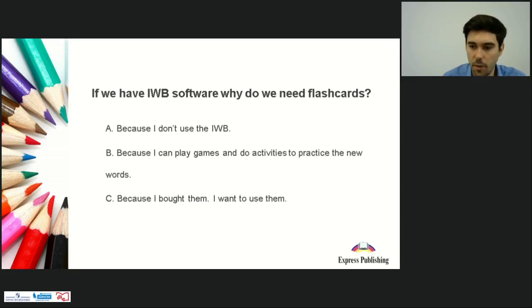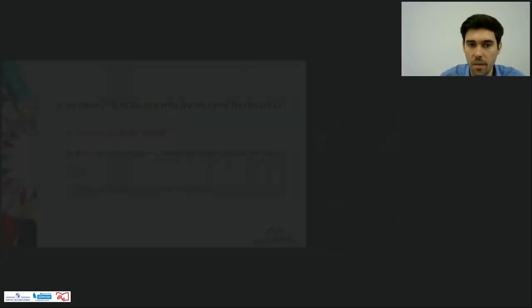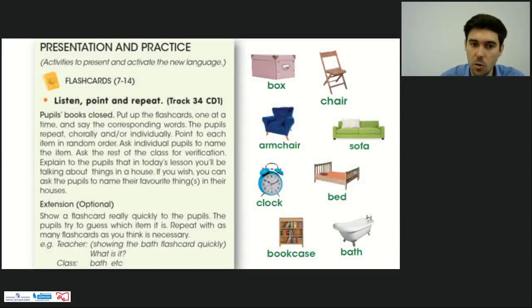Something different to the IWB. It just gives us as teachers an extra resource, an extra element to implement within our classroom. And in our teachers' books, we quite often have suggested activities for presenting vocabulary using flashcards. So we can see here we've got different flashcards for furniture or parts of the house, and our teachers' book gives us some suggestions for different games that we can play.